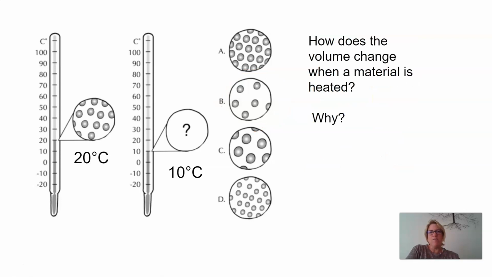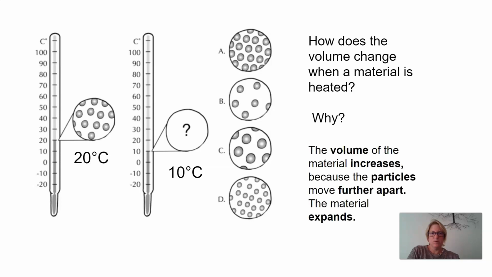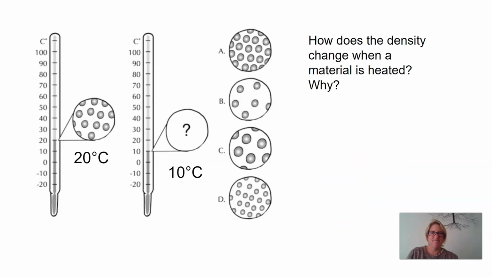So how does the volume change when a material is heated? And why? So the volume of the material increases because the particles move further apart, and therefore the material expands. So how does the density change when a material is heated? And can you explain your answer? Why?